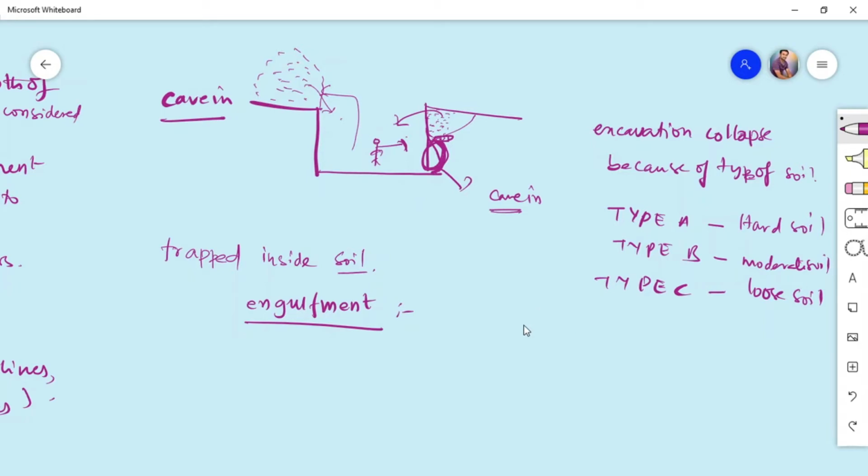It is used for soil testing. Soil penetrometer or soil compaction tester. Okay? We have a soil penetrometer or soil compaction tester. By using this, we will determine the type of soils.